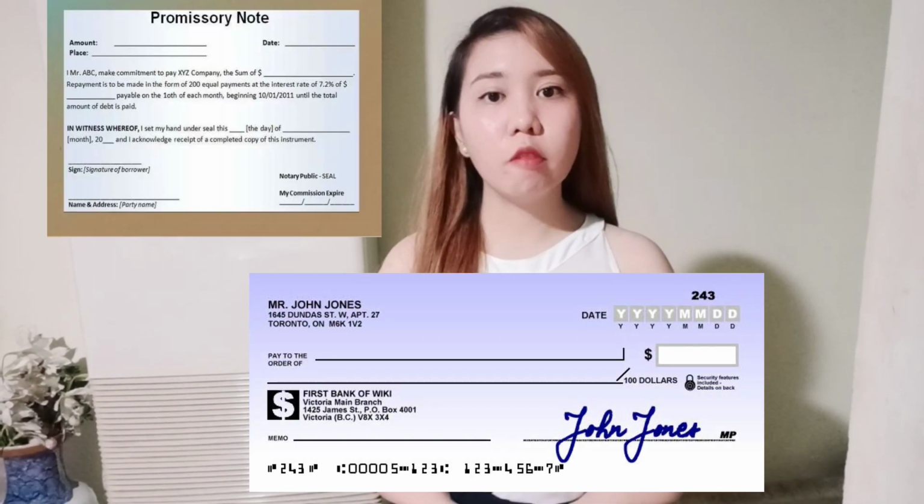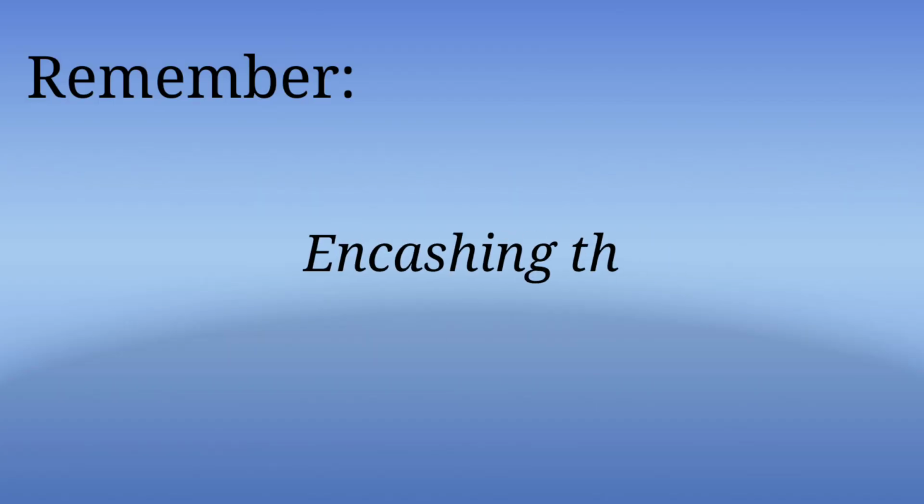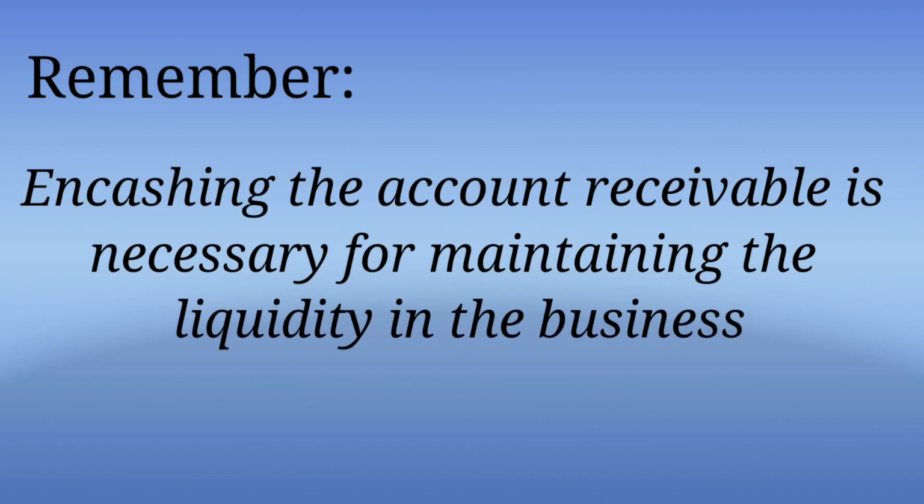Second component, we have the accounts receivable. It is owed to a business by their clients for the sales of goods. Examples of accounts receivable are commercial papers, acceptance letters, and of course, treasury bills. And always remember, encashing the accounts receivable is necessary for maintaining the liquidity in the business.